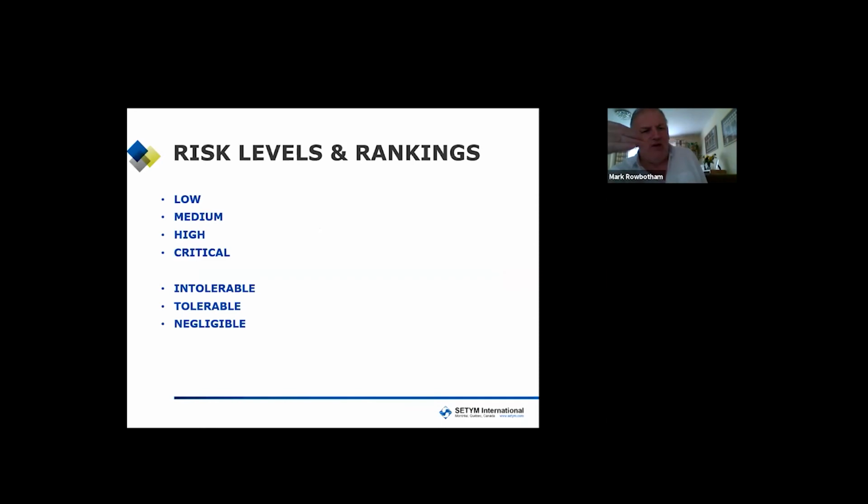So the rankings are low, medium, high, and critical. Once it's critical, it's gone far too far. It needs to be terminated or stopped or dealt with immediately, because it means it's intolerable. We will not allow this; this is what we call risk appetite. It's intolerable. We won't accept it. If it's tolerable, we'll accept it to a point, but we still need to address it. And then negligible says, forget the whole thing. You are, as I said, throwing money into a black hole. Forget it here and now. It isn't worth dealing with.